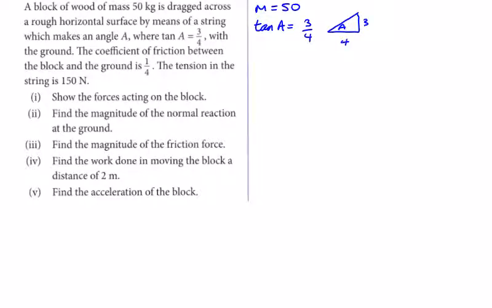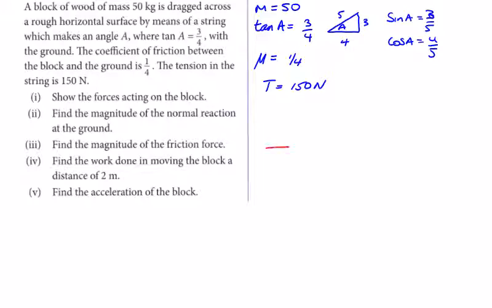Opposite, adjacent, hypotenuse. So we can see sine A is the opposite over the hypotenuse: sine A is equal to 3/5, and cos A is equal to 4/5. We're also told the coefficient of friction mu is equal to 1/4, and the tension in the string is 150 newtons. So we're asked to show the forces acting on the block.